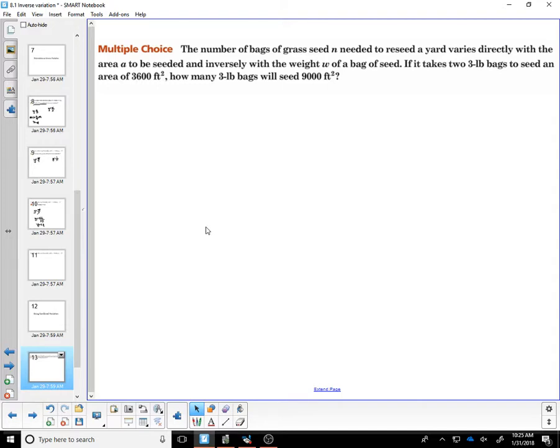So let's start this again. They're telling us that the number of bags, which we're calling N, varies directly with the area, which we're calling A, and inversely with the weight of a bag. So there's my little skeleton. I'm missing something though. What am I missing? I'm missing K. Does it go on top or bottom? Always on top. So I'm going to throw K up here. There's my model. I need to put some stuff in so I can get constant K.